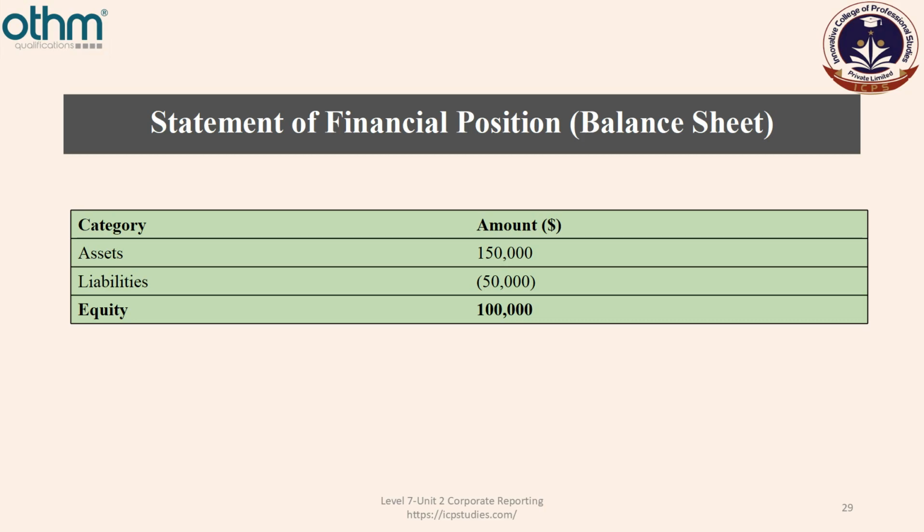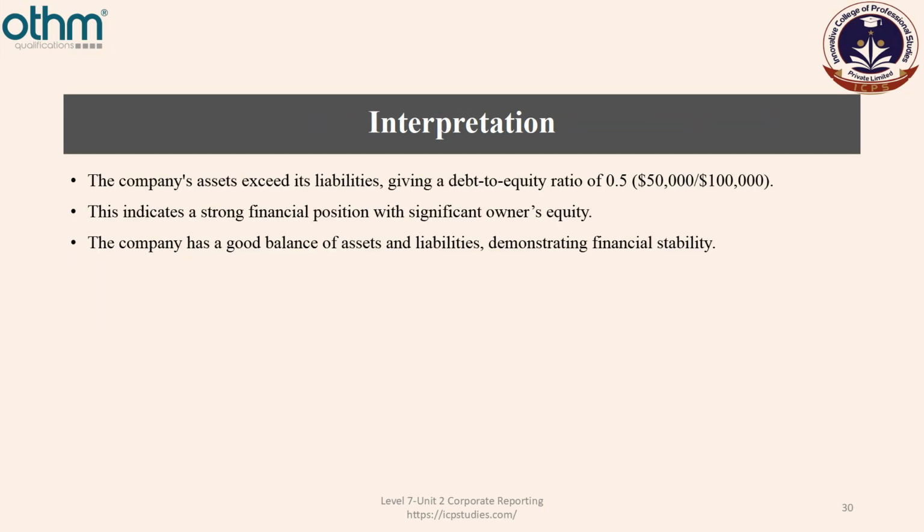Now we have the statement of financial position, that is the balance sheet. It has three categories: assets, liabilities, and equity. The asset side must be equal to the side of liabilities and owner's equity. So the interpretation of this balance sheet is that the company's assets exceed its liabilities, giving a debt to equity ratio of 0.5. It indicates a strong financial position with significant owner's equity. The company has a good balance of assets and liabilities, which demonstrates financial stability.